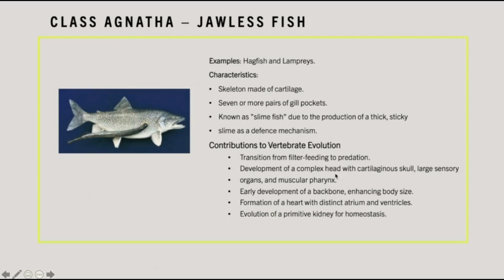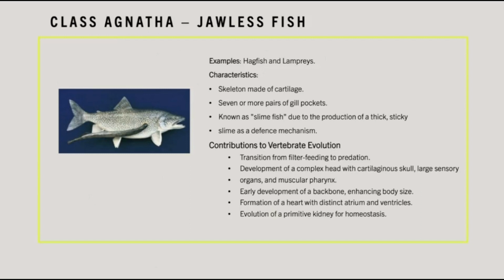They also were the first to develop a complex head, meaning that they had cartilage and a skull, which would protect their sensory organs, like their eyes, their ears, their nose, etc., and also a pharynx. They also developed some level of a backbone. We're going to talk a bit more about their backbone later, but they have some type of a backbone, and that's why they're known as vertebrates.